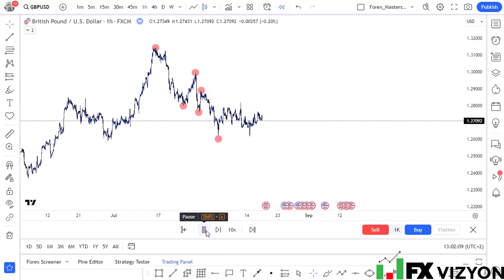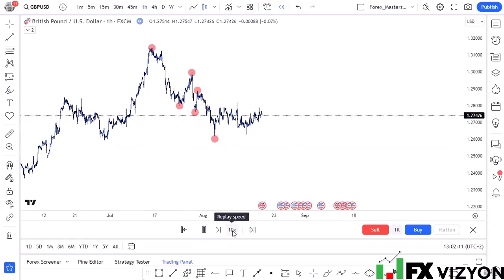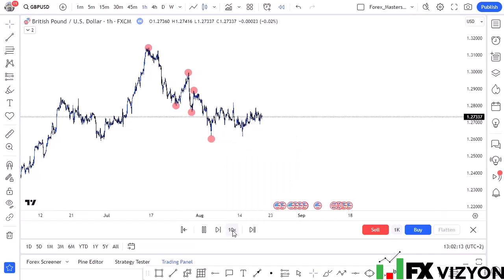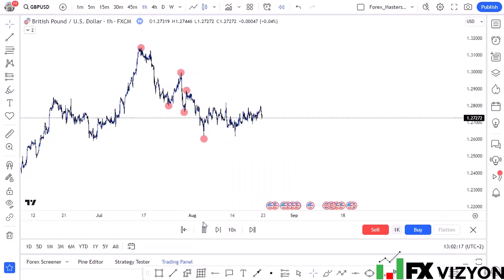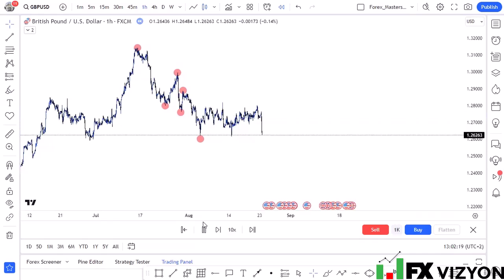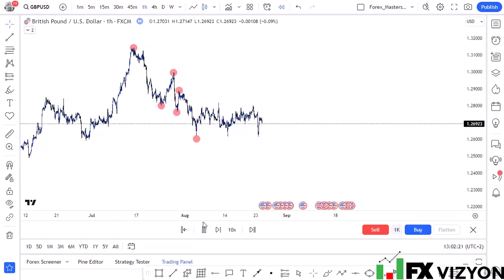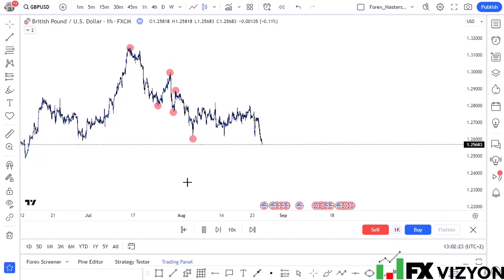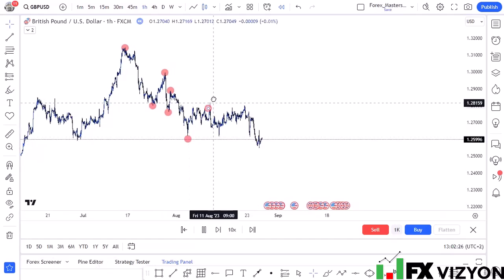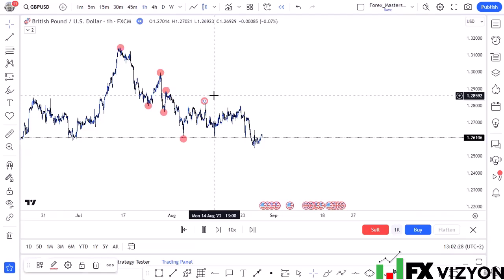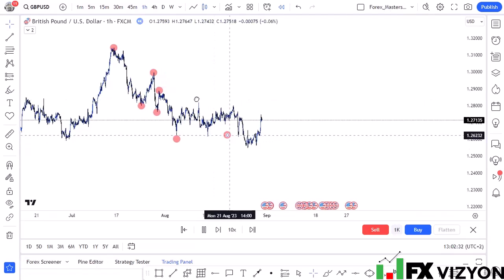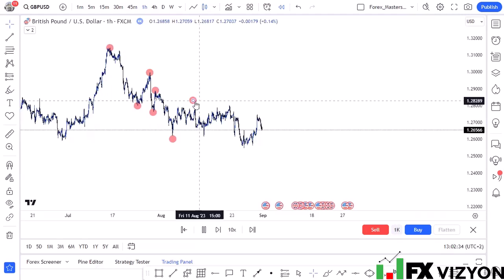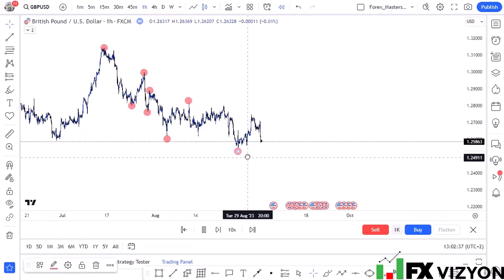Okay, this seems to be taking longer. That's the highest speed we have. So you can see how even the market took longer right here. So that's going to be our lower high right there. Then after we have this lower high, the market gives us this lower low.